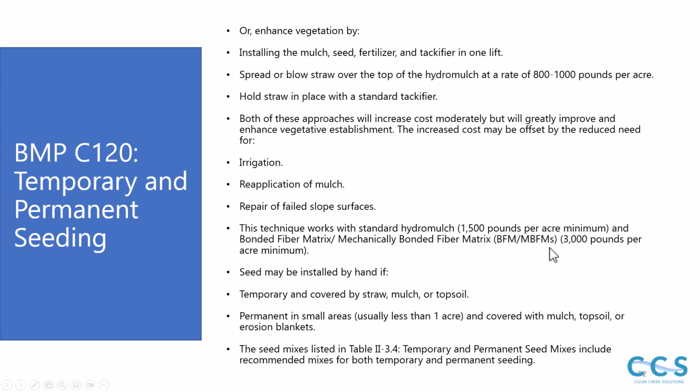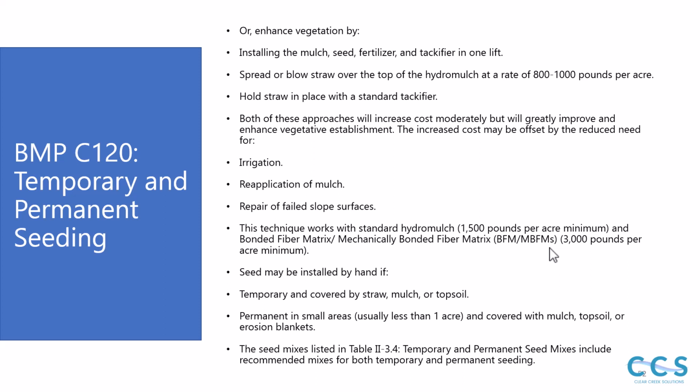Or you can enhance the vegetation by installing the mulch, seed, fertilizer, and tackifier in one lift. Spread or blow straw over the top of the hydromulch. Hold straw in place, and both of these approaches will increase costs moderately but will greatly improve and enhance vegetative establishment. The increased cost may be offset by the reduced need for irrigation, reapplication of mulch, and repair of failed slope surfaces, and this technique works with standard hydromulch.